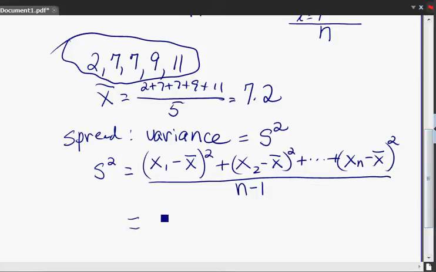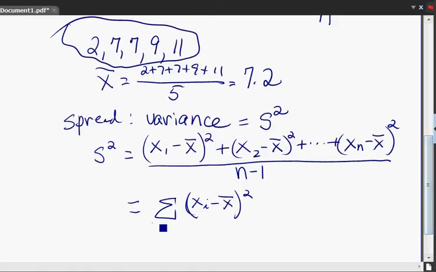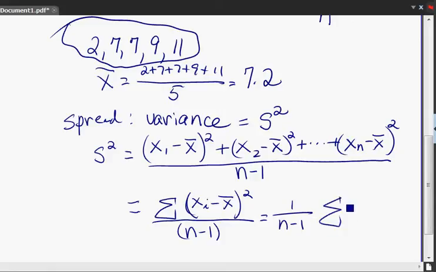In shortcut formula, I'm going to write this as x sub i minus x bar, squared. That's going to sum all of those up, and you'll notice I'm leaving the i equals 1 to n off of here. Divided by n minus 1, or sometimes people like to write this as 1 over n minus 1 times that sum.